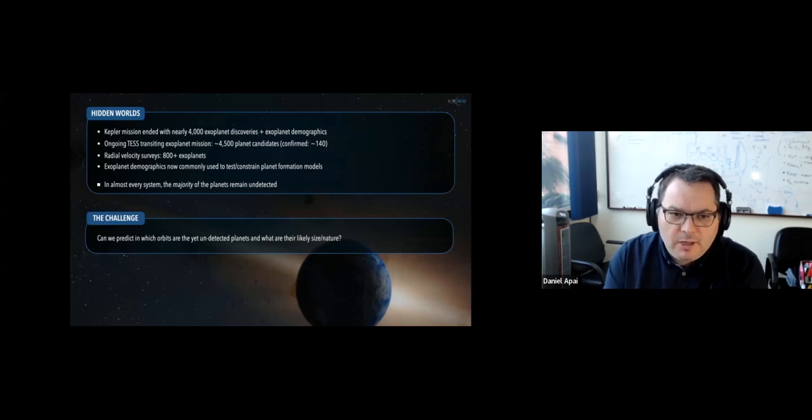So even though Kepler ended with nearly 4,000 exoplanet discoveries, and maybe its most important result was really the exoplanet demographics, and TESS has found probably around 4,500 planet candidates as of now, and Radioverse surveys over 800 plus exoplanets. So we have pretty good handle on exoplanet demographics for short period planets. But in almost every single system where we detected planets, the majority of the planets remain undetected. There are very few exceptions to this statement.